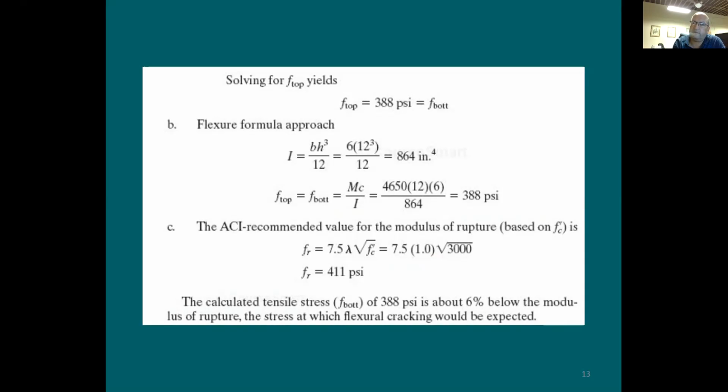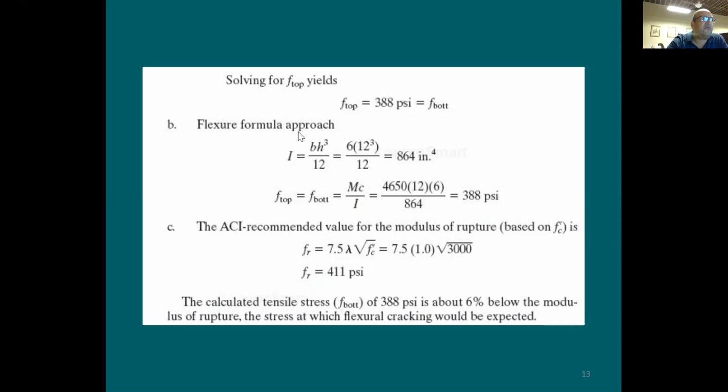Let's give you the question. Yes? No. Is this beam cracked? No. Why? Because the actual stress that you have in there for this given load is going to be 388. For this beam to crack, it is going to be at 411 psi. So it is not at the cracking point yet. Some good news that this beam is still in good shape.